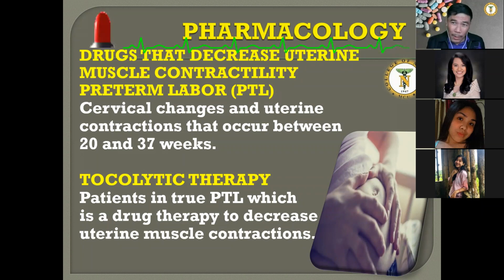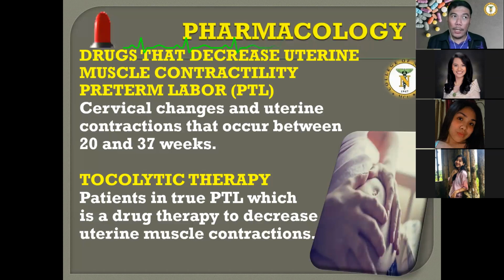So since the problem of this concern of preterm labor is uterine contraction, then there must be a drug to counteract the problem with the uterine contractions, and that is what we call tocolytic therapy. From the lytic, so we have used lytic, di ba? Lytic is to inhibit, to prevent. So this is somehow just the same as anxiolytic, mucolytic. So tocolytics, if you will encounter tocolytics, these are the drugs which are prescribed to patients with true preterm labor.